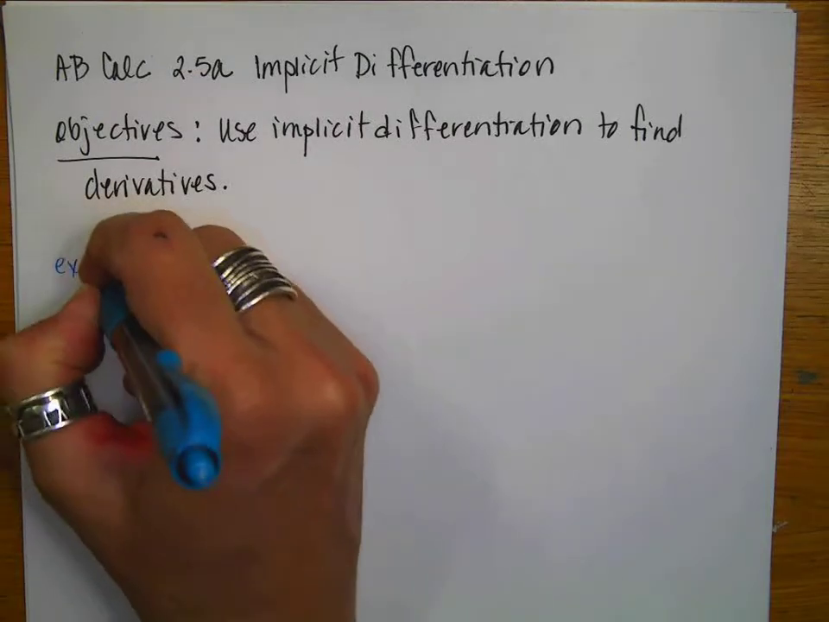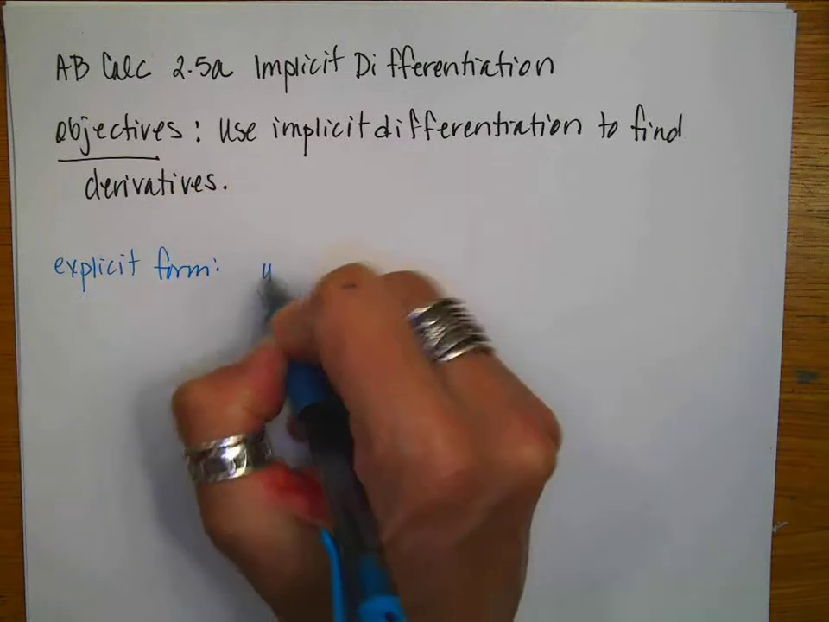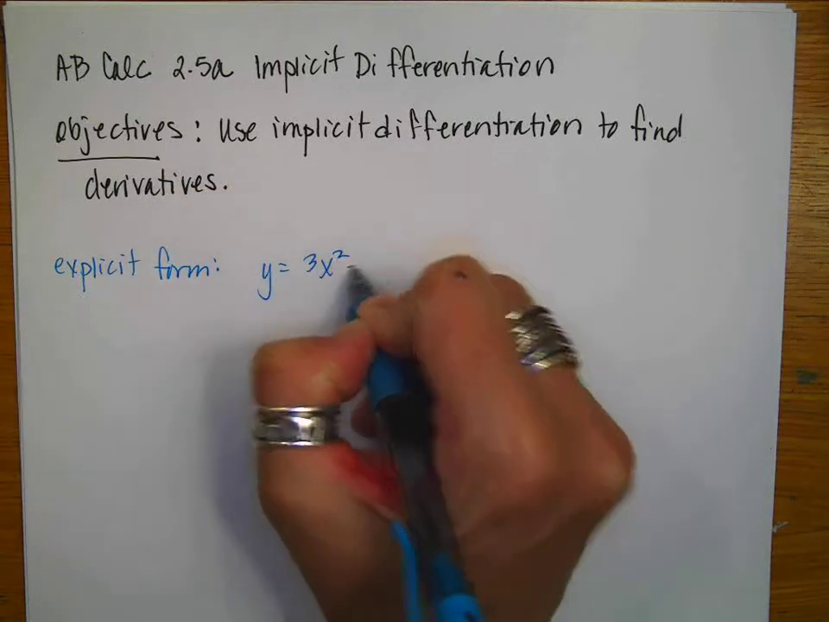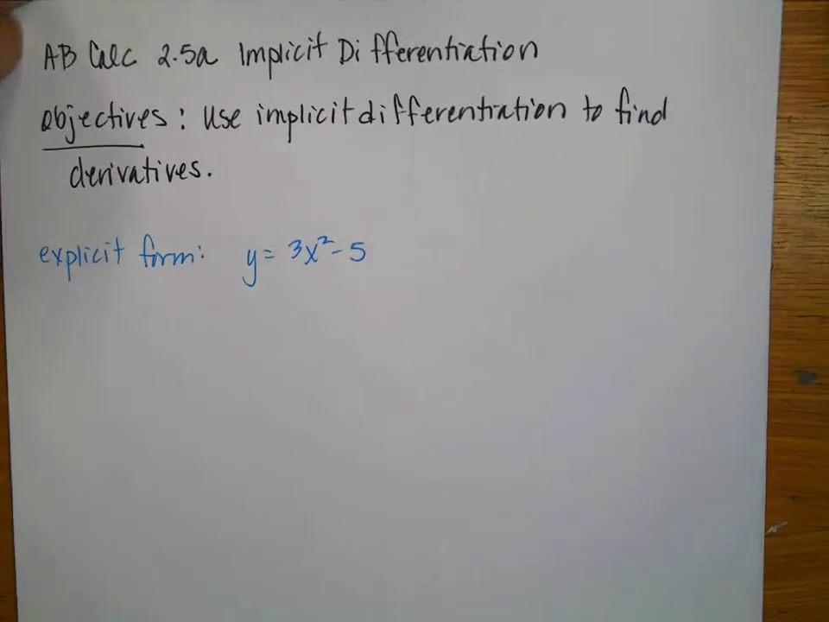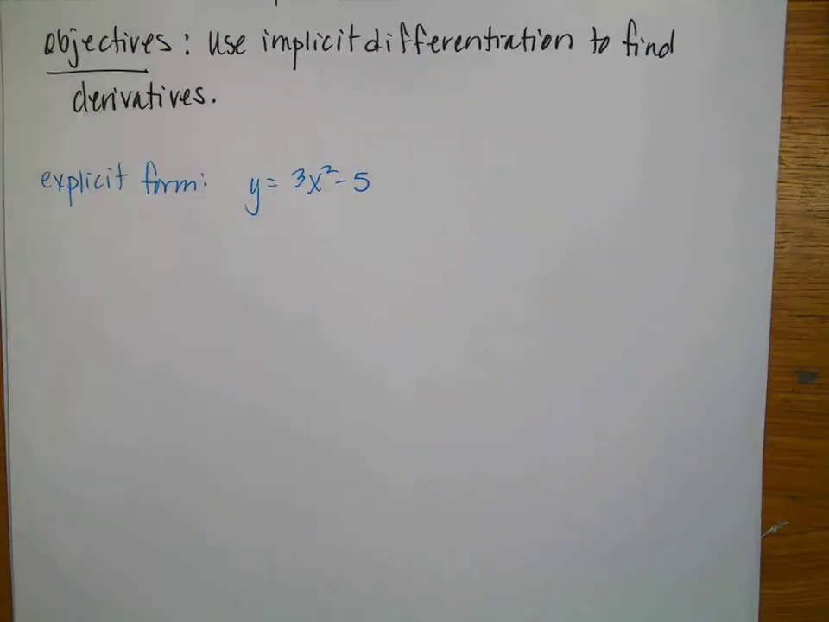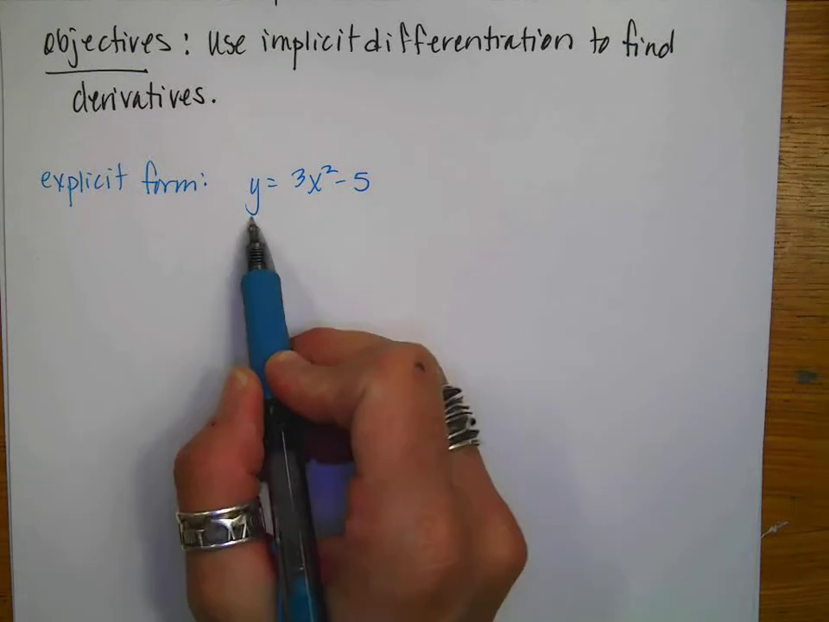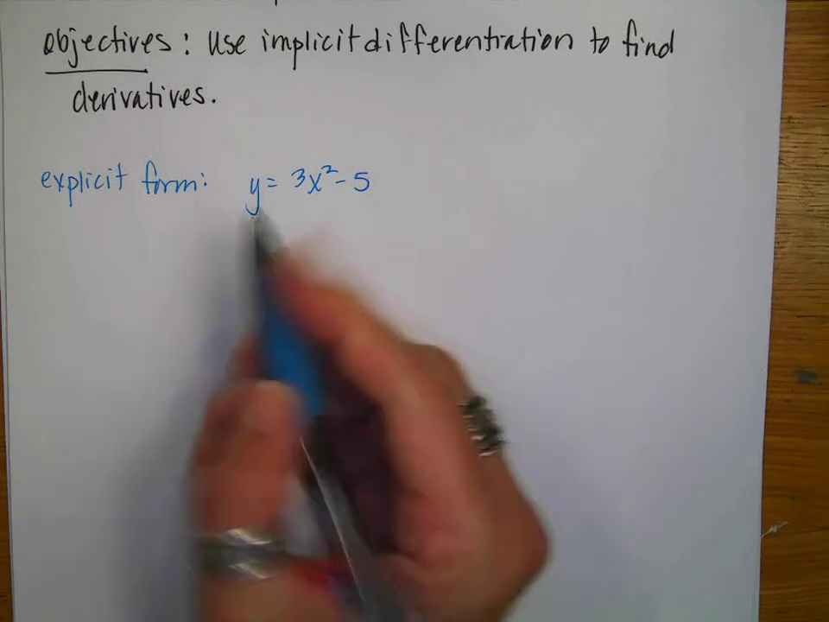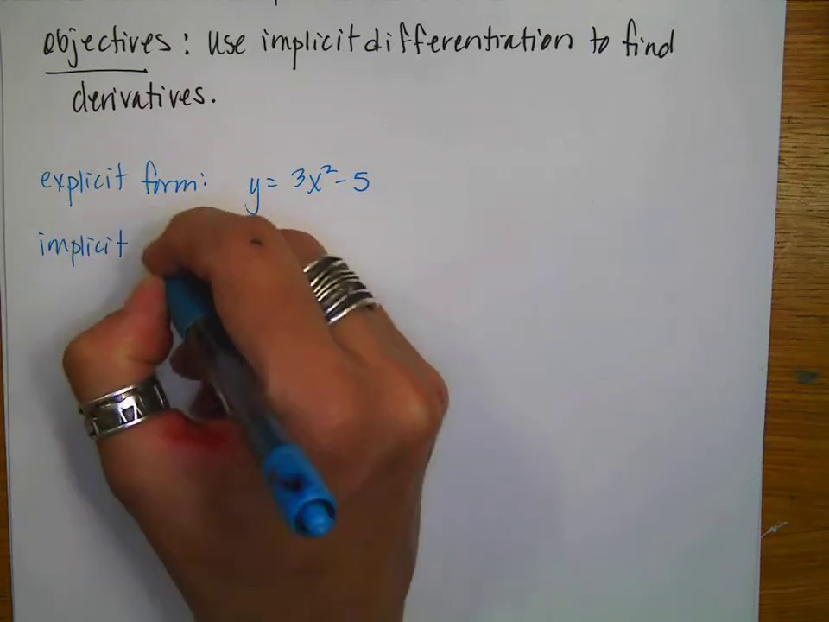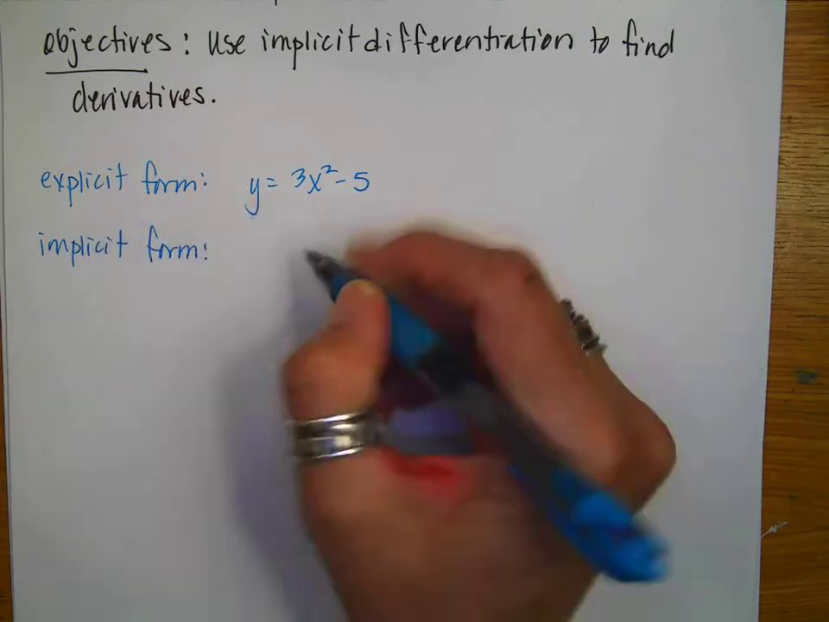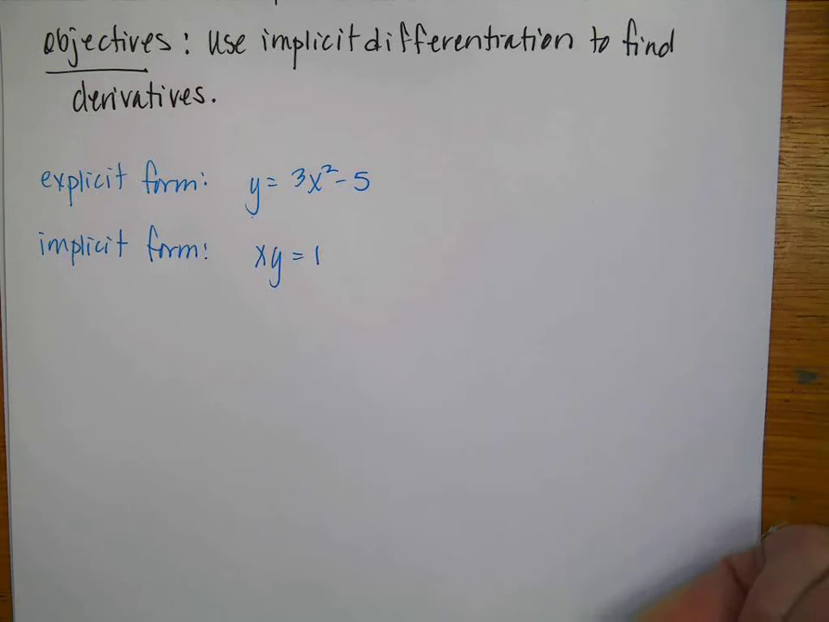If I have an explicit form equation, that would be y is equal to maybe 3x squared minus 5. And notice that for explicit, that means that the variables are already separated. The y and the x are on opposite sides, and y is separated by itself. Okay? Implicit, on the other hand, might be something like this: xy is equal to 1.